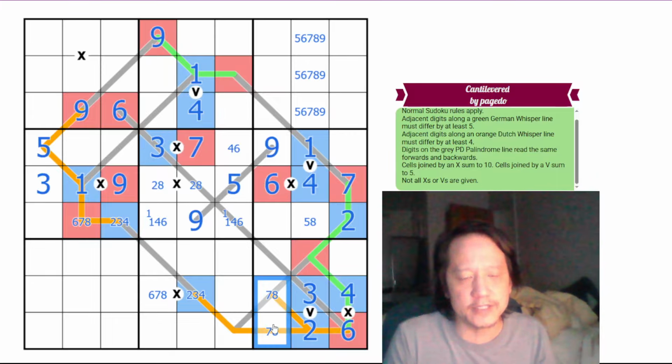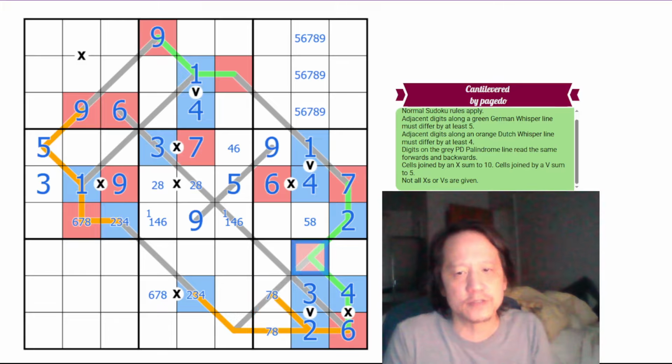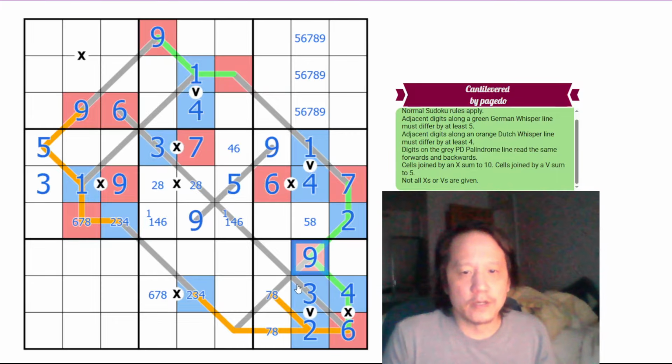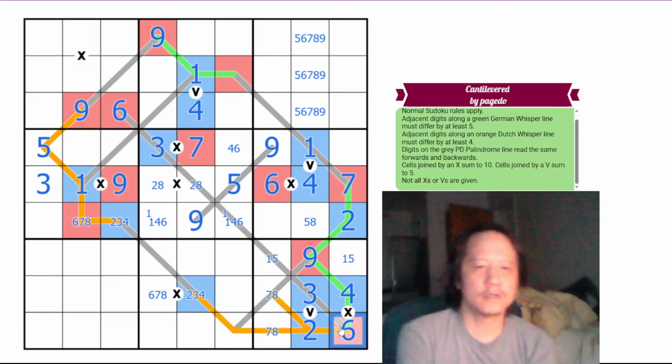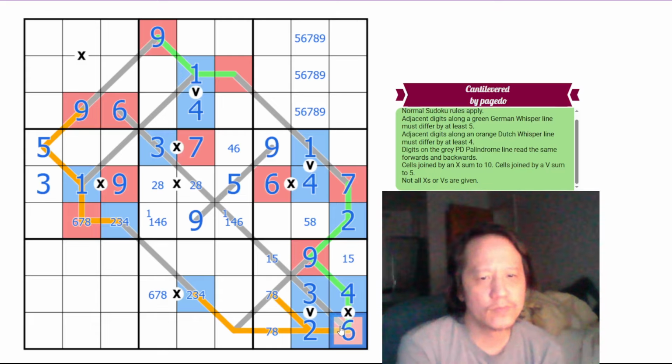This is a high digit and cannot be 7 or 8. So this has to be 9. Which leaves these digits as 1, 5 as a pair. That doesn't work. This is 2 or 8. Huh. How did I mess up here?